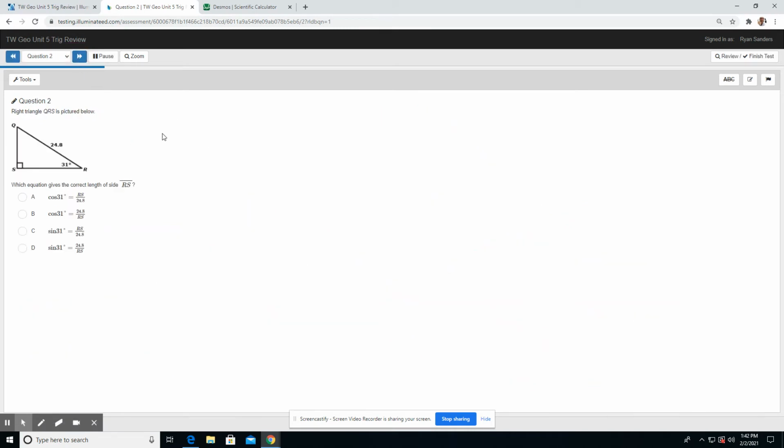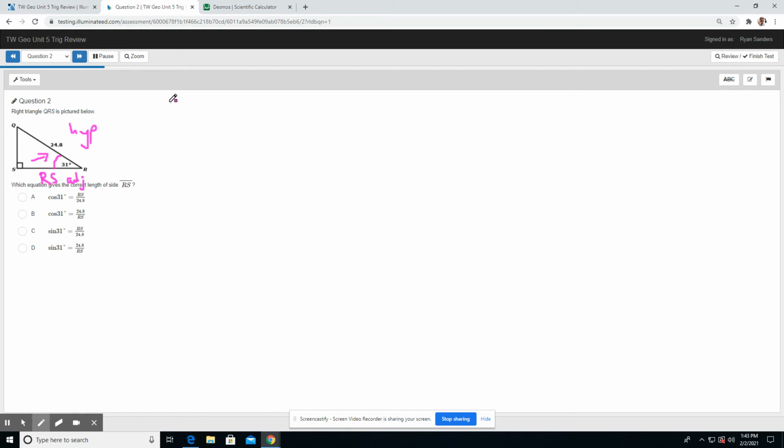All right. Right triangle QRS is pictured. So let's go ahead and go after it. Which equation gives the correct length of side RS? RS is right here, and they're calling it RS. Well, this is our reference angle. So this would be the adjacent side down here. This right here is the hypotenuse, across from the right angle.